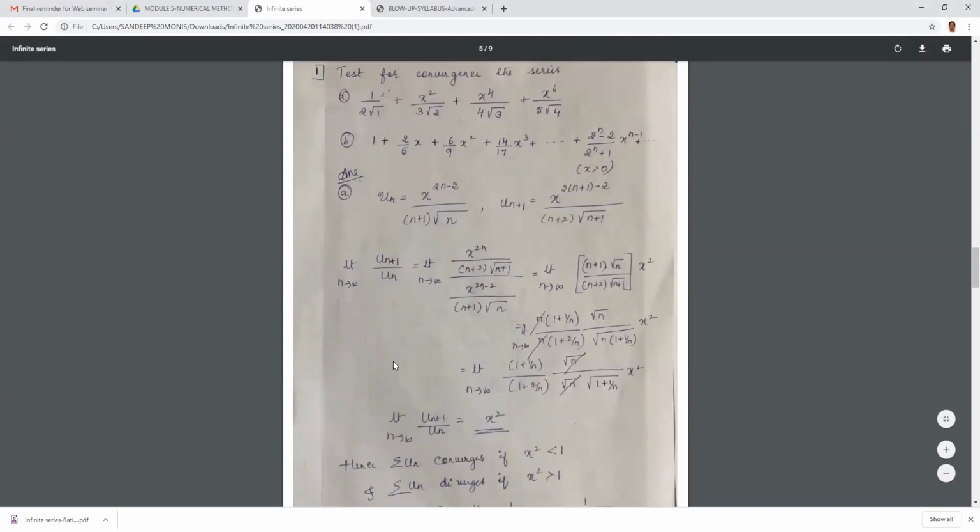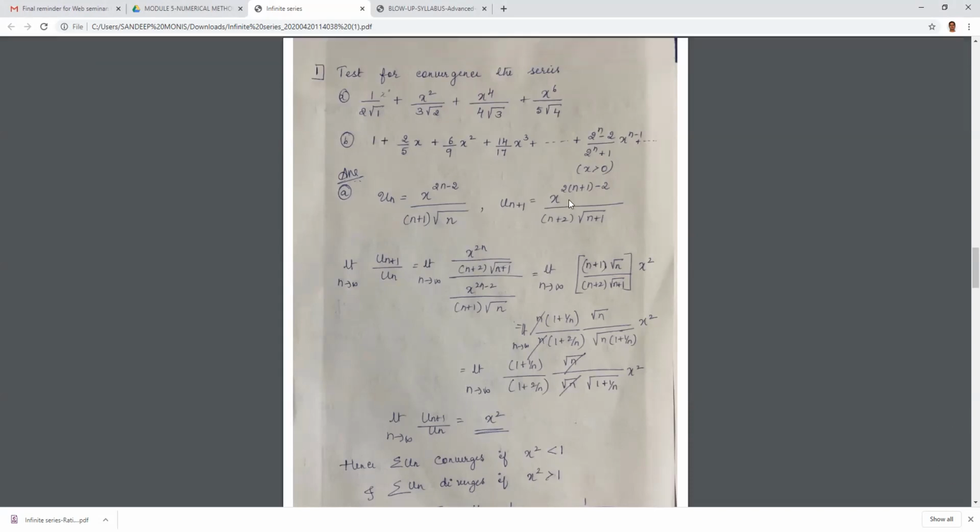Now let me apply the ratio test. Write down the formula, limit n tending to infinity un plus 1 by un. So limit n tending to infinity. What is un plus 1? Substitute un plus 1, x to the power 2n plus 2 minus 2, that is x to the power 2n, divided by this. What is un? Un is this, substitute.